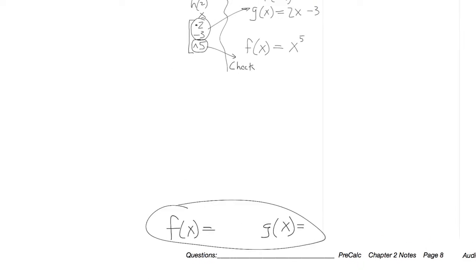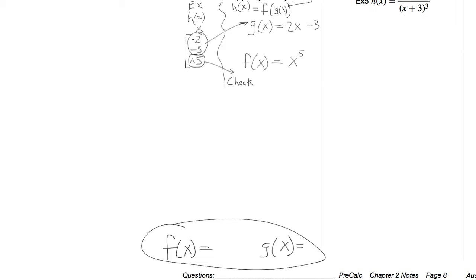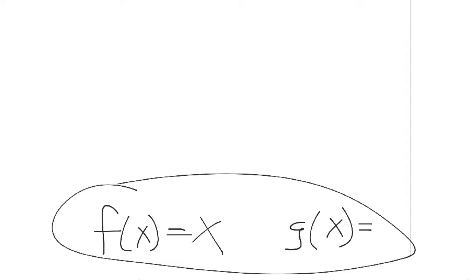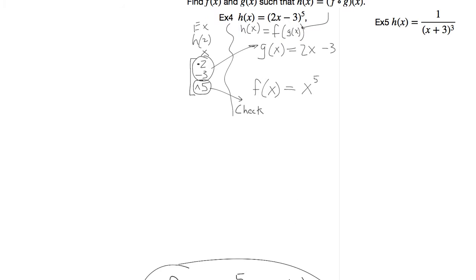Maybe I'll just fill it in right here. f of x is x to the 5th, and g of x is going to be 2x minus 3. That's our answer. Let's check to make sure that it's correct.